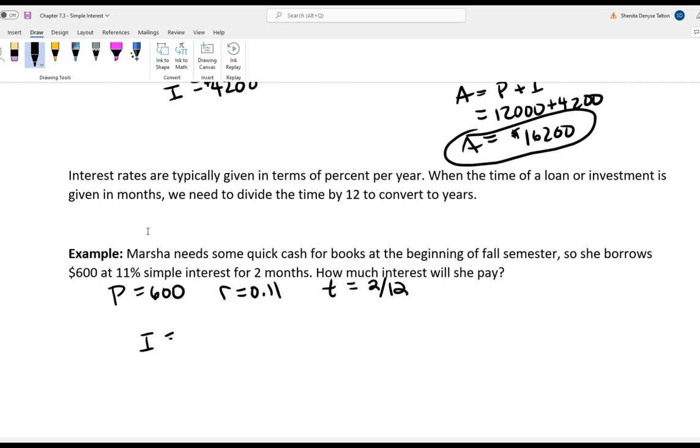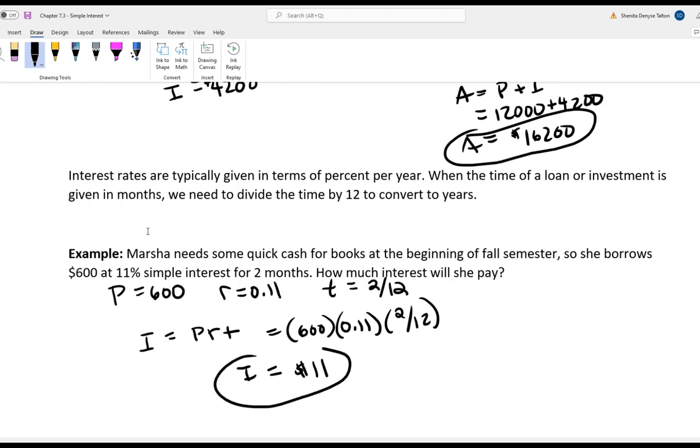So to figure out how much interest she will pay, we're going to use P times R times T. We'll have 600 times 0.11 times 2 over 12. When we multiply this out, I get $11. So she will pay $11 in interest.